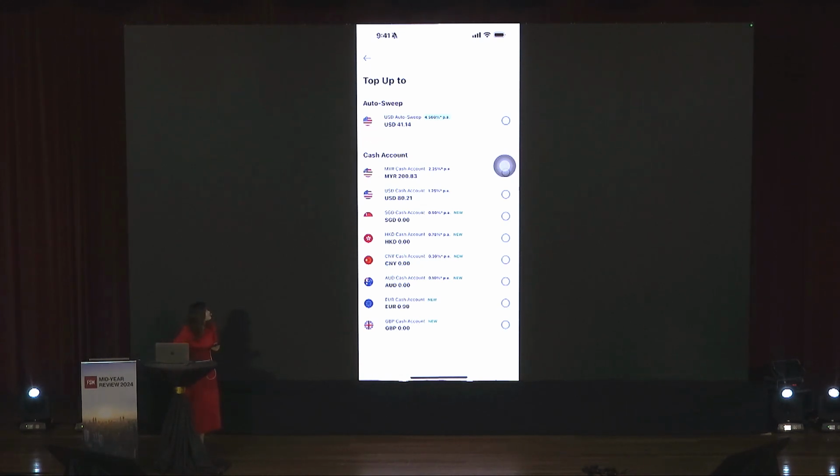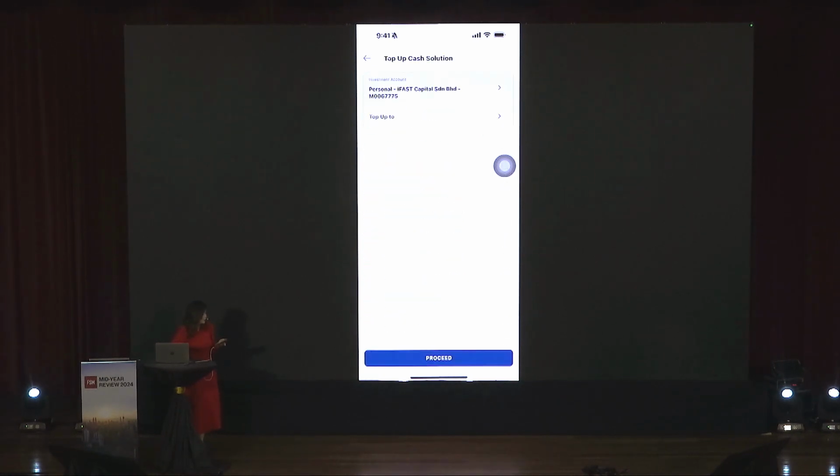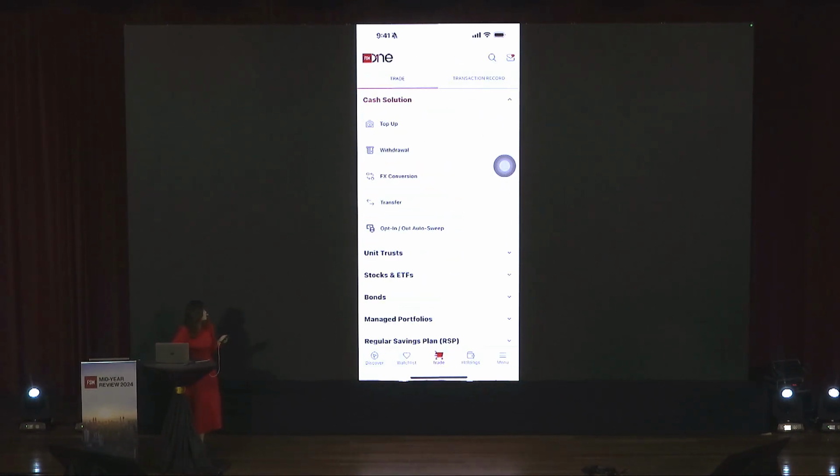All right. Now you will see here, USD Auto-Sweep. What is this? I will be diving into this USD Auto-Sweep later. Before that, you know that we support 8 currencies in the cash solution, right? We also support instant FX conversion. This is one of the best features of our cash solution.